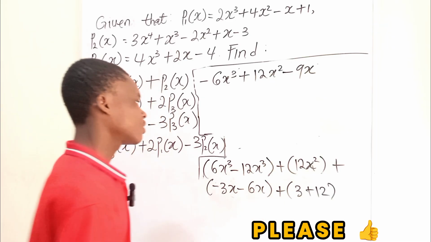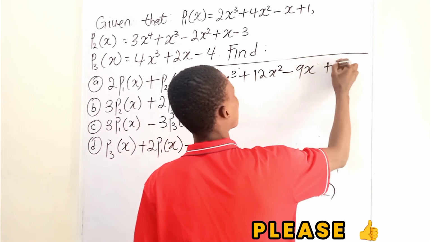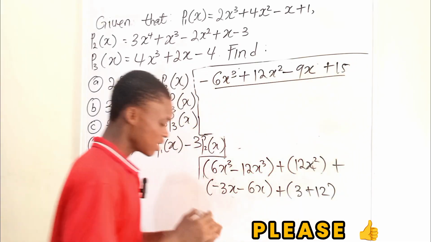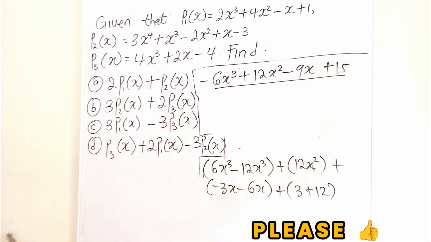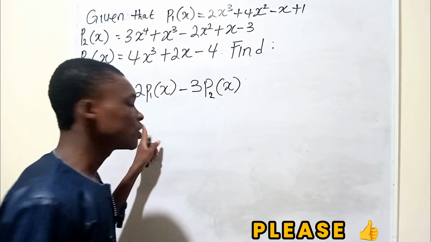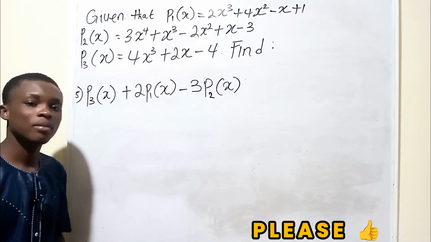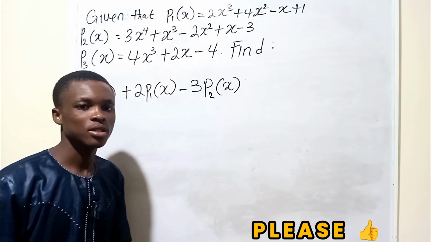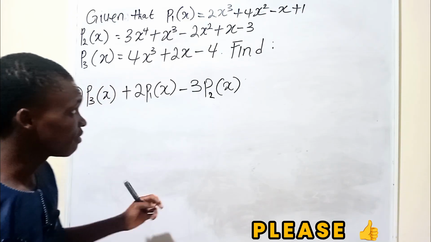3 plus 12 gives us 15 plus 15, and this is the right answer for the third one. Let's solve the complete question on polynomials and function we started. So we stopped at number 4 in the previous class. So in this class, let's solve the last one, which is number 5.